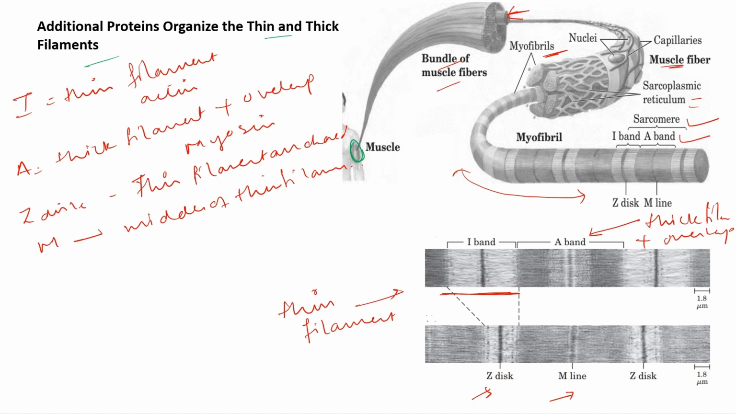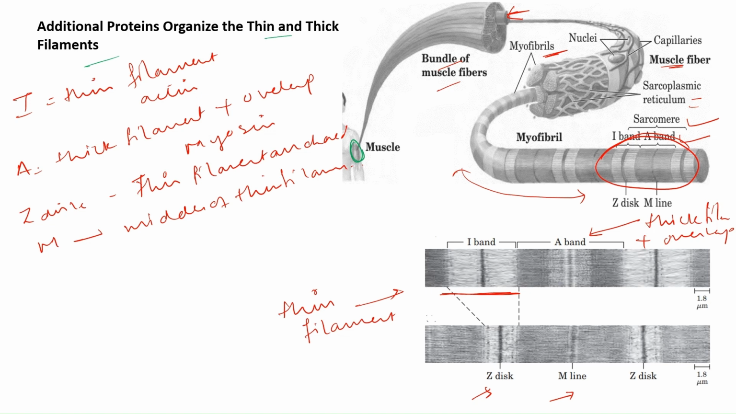This complete contractile unit is known as sarcomere. As you can see in this above diagram, the A band, I band, everything, this complete set is known as sarcomere. Now the sliding of this thick and thin filament cause shortening of sarcomere, due to which the muscle contracts.